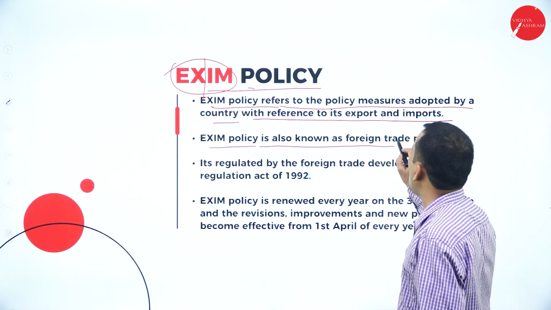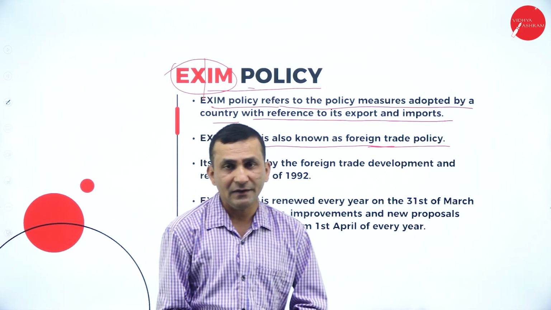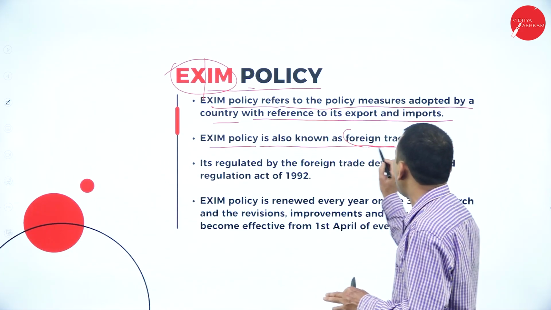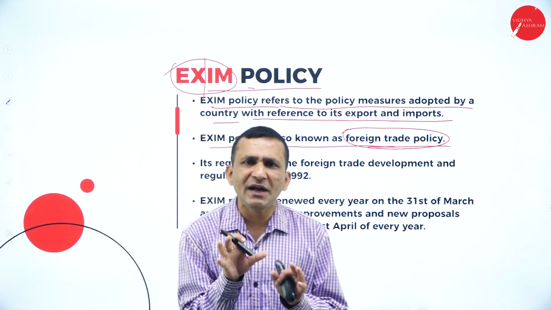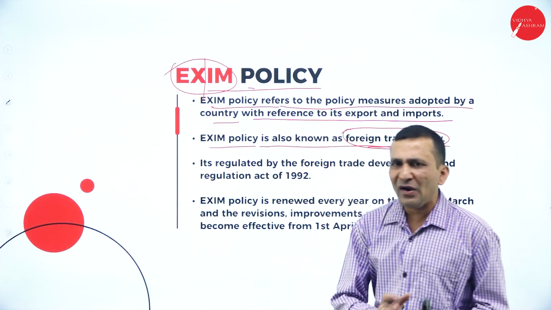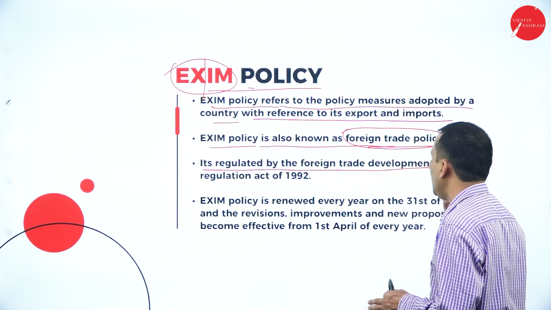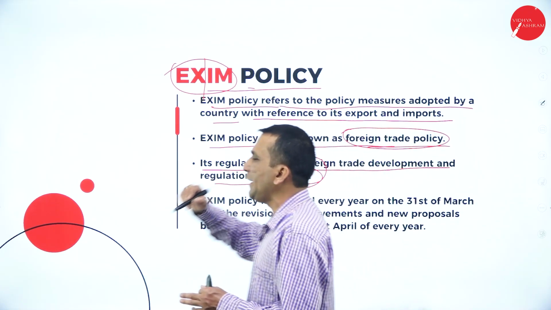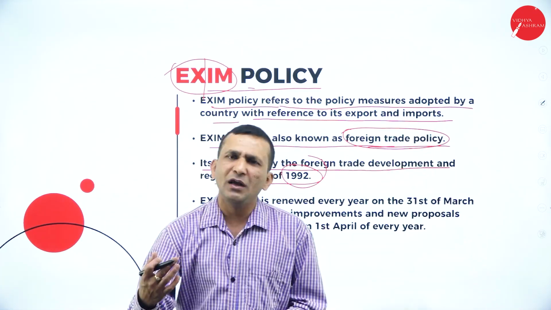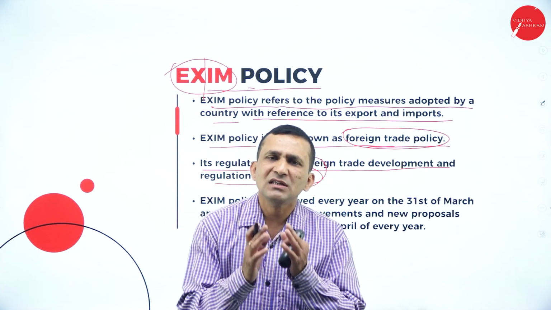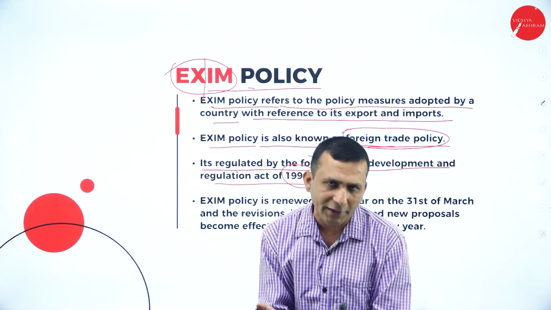EXIM policy is also known as foreign trade policy, because import and export is international trade, so we call it foreign trade policy. Import and export policy is regulated and controlled by the government. Whenever we do trading with another country, it is regulated by the Foreign Trade Development and Regulation Act 1992. You must remember this date, it is very important, 1992. If you try to promote export, of course, you need to follow the policy, for those doing activity related to import and export or foreign trade.